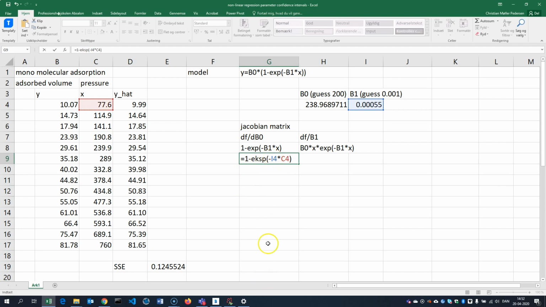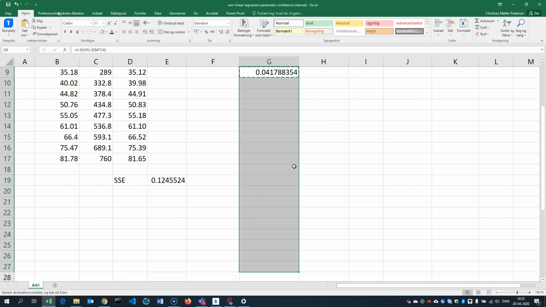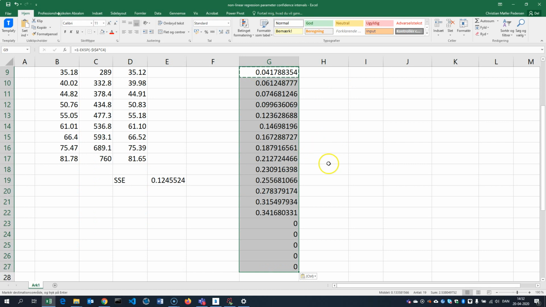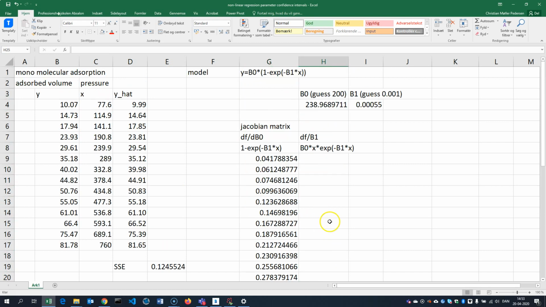And I want to copy this all the way down, so I want to fix this cell here, because that's going to be the same number every time. Then I just copy it down, obviously too many times, so I'll remove those. So that's the first column of my Jacobian matrix.